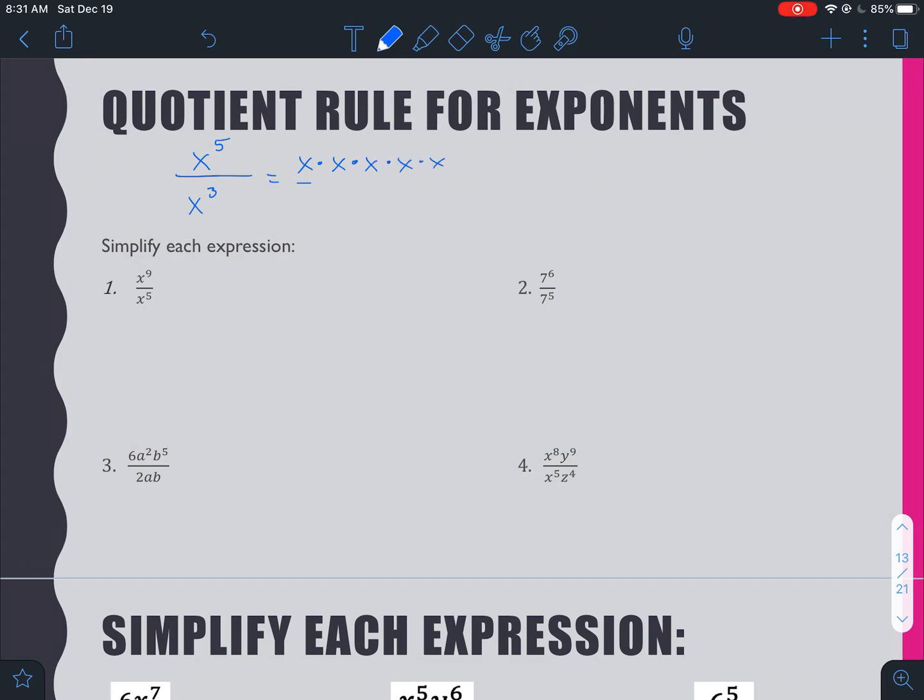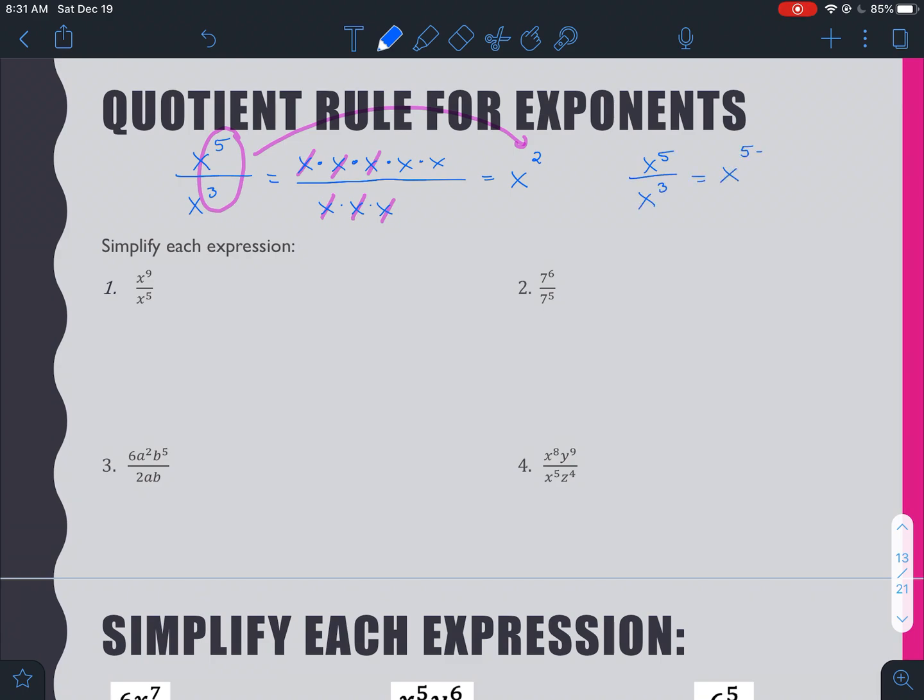This would be x times x times x times x times x in the numerator over x times x times x in the denominator. Well, x divided by x is 1, and x divided by x is 1, and x divided by x is 1, as long as x is not equal to 0. Well, what's left? We have 2 x's up top, so we have x to the 2nd left in the numerator. So what's the rule? What do I do with these 2 exponents to get to x squared? Well, we have a 5 and a 3, so the rule is if you subtract the exponents with quotient rule, you'll get to your final answers.